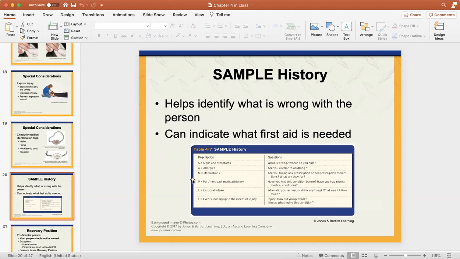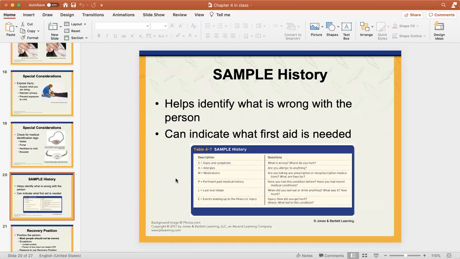Another thing to look for, M stands for medications. We want to ask the person if they're taking any prescription or non-prescription medication. What are they used for? They could be having a reaction to the medication. Maybe they didn't take their medication. They need their medication.